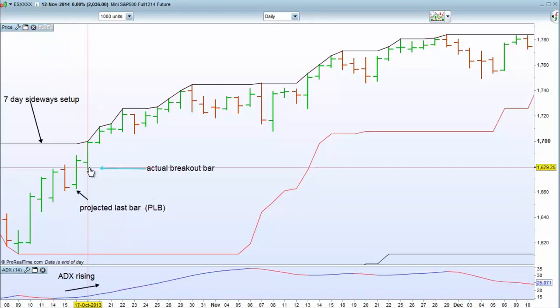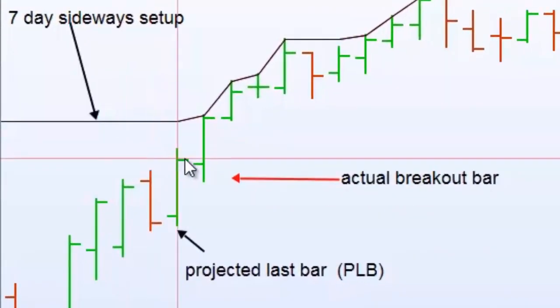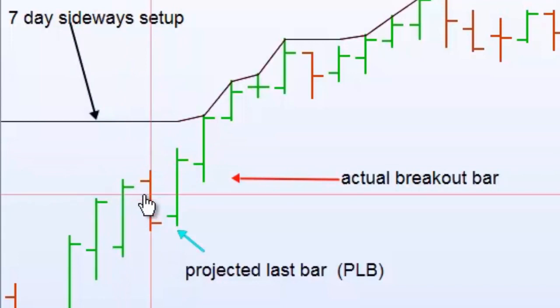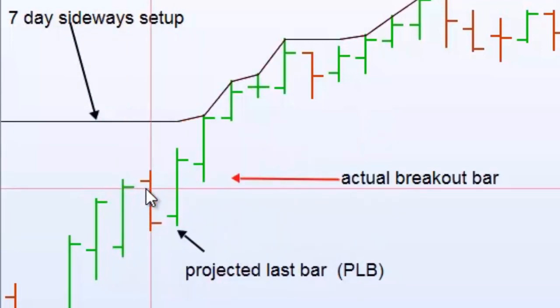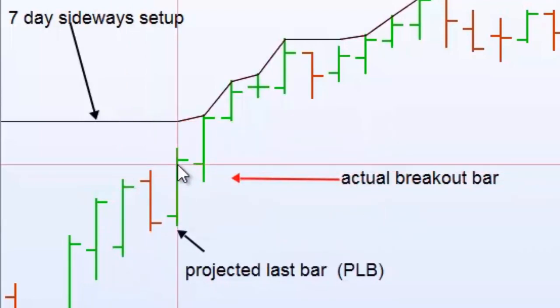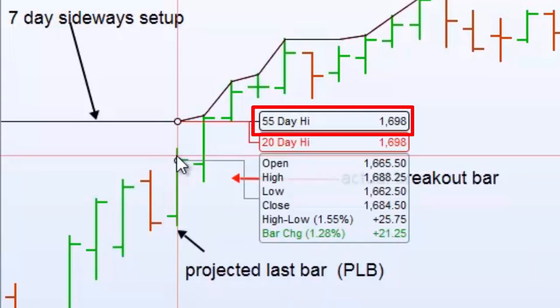So, therefore, as we get closer to the 55-day high, we want to place our order. So, let's use this bar, the latest bar. You would start putting your order on this day here, because this is the first ADX rising. But nothing happens on this day, so the next day you put your new order in. So your order is going to say to buy on a break of the 55-day high, which is 1698. You can see that to the right of the cursor.